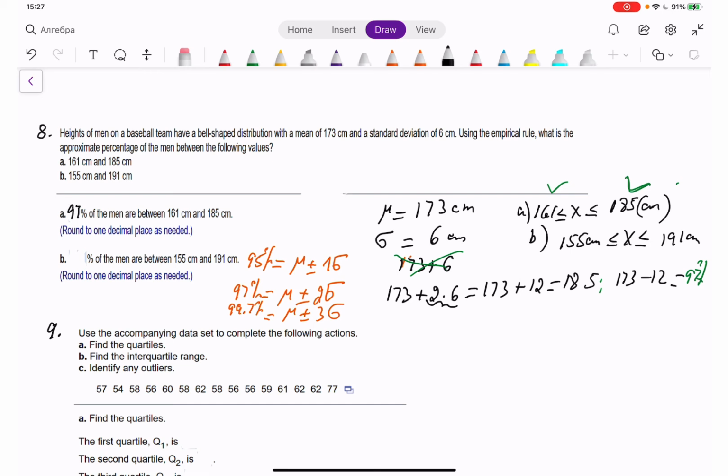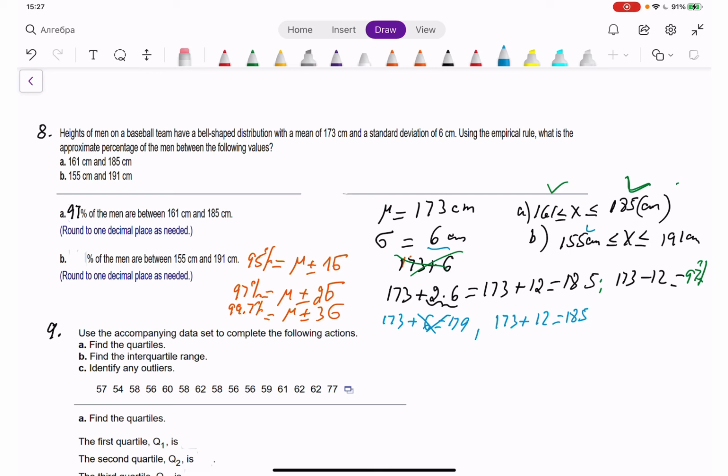Okay, now for B, starting over again: 173 plus 1 standard deviation, 6. It's going to be 179, doesn't fit, right? So we drop this. Next, 173 plus 12, because 2 standard deviations is 2 times 6, and the standard deviation is 6. So it's 185. It doesn't fit, right?